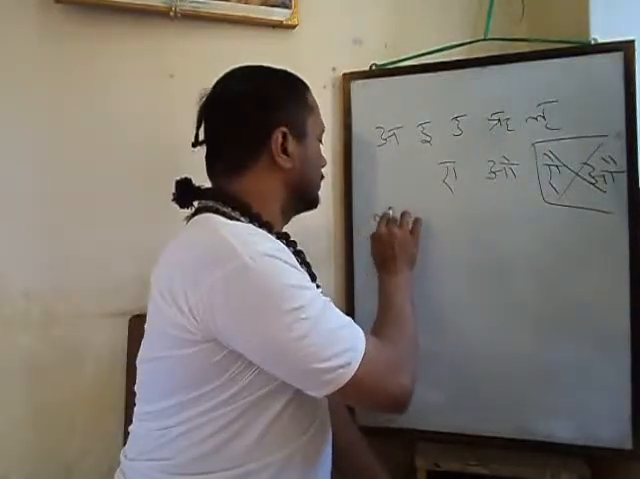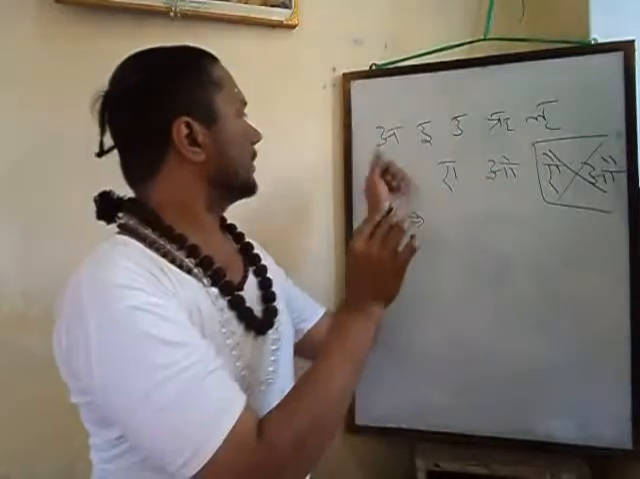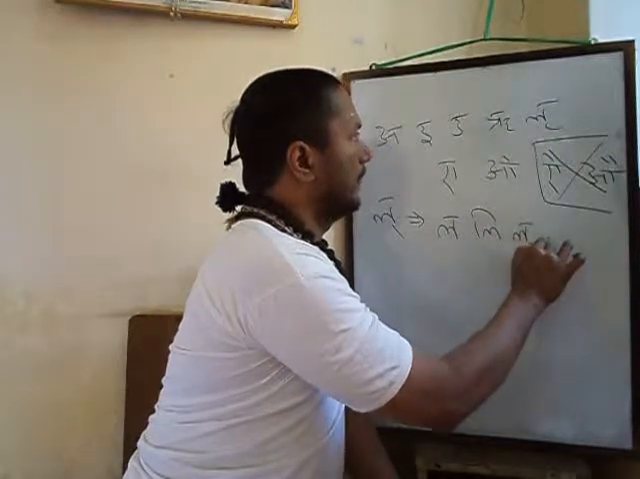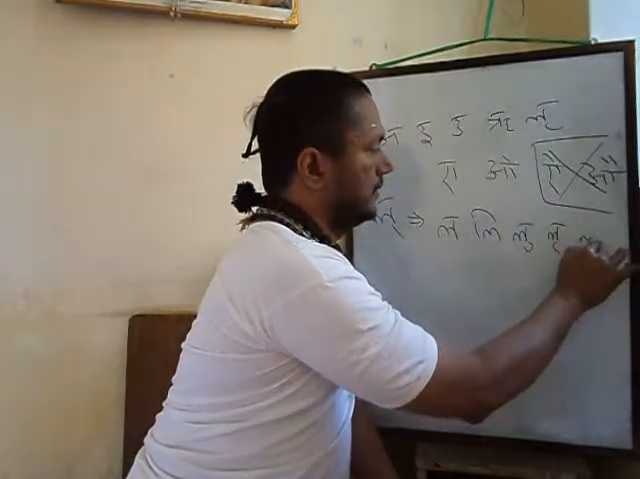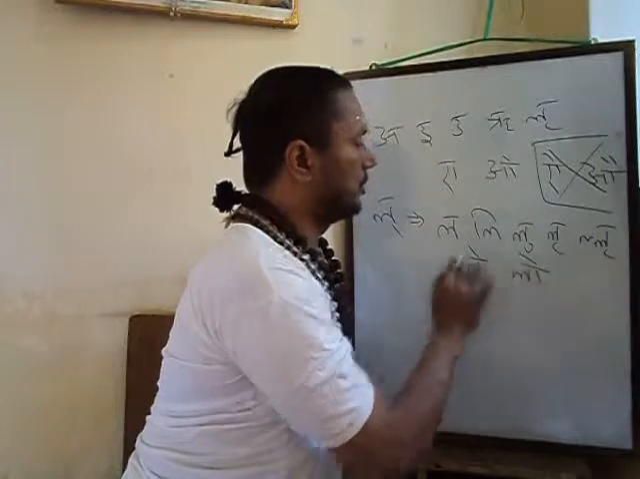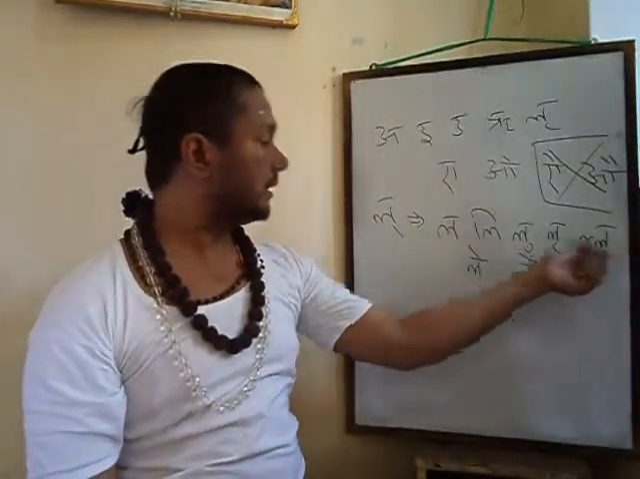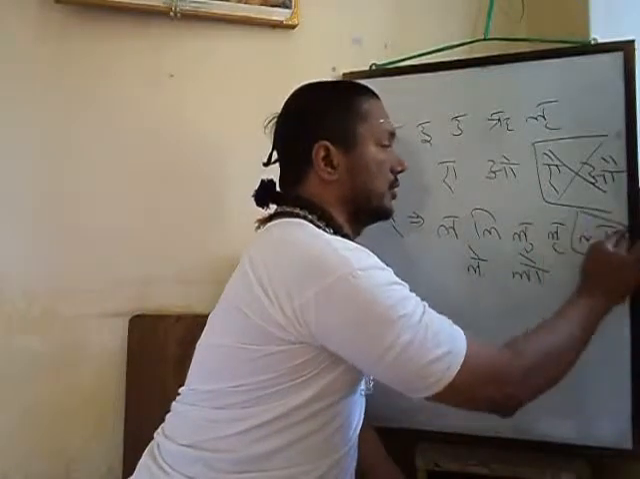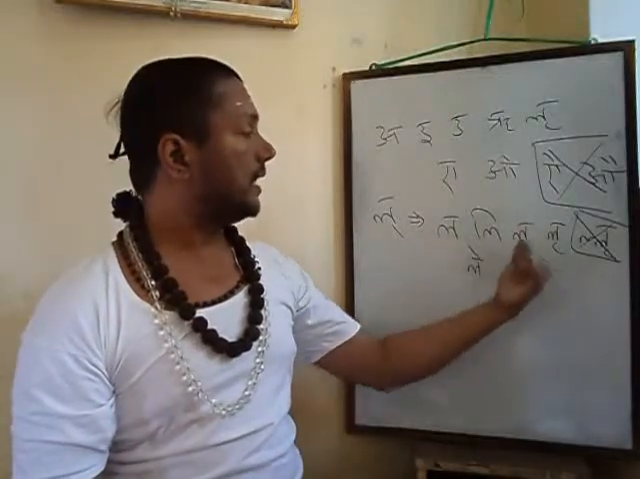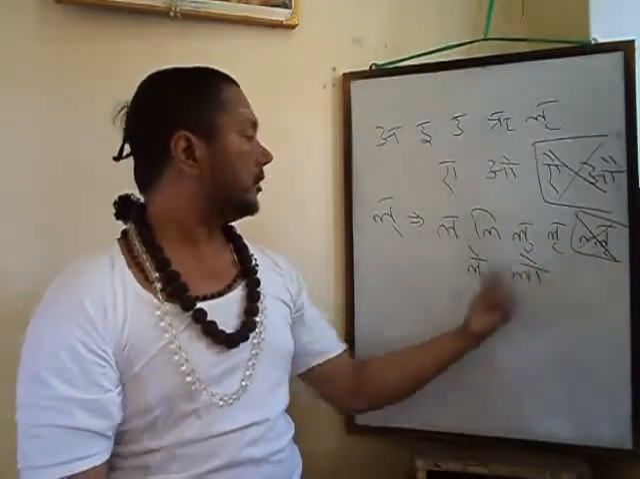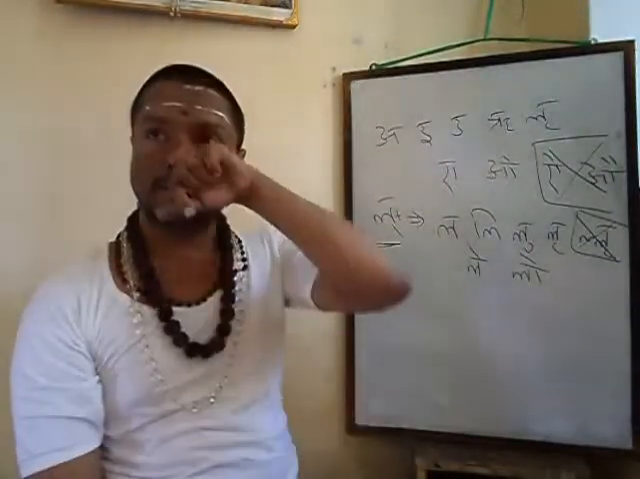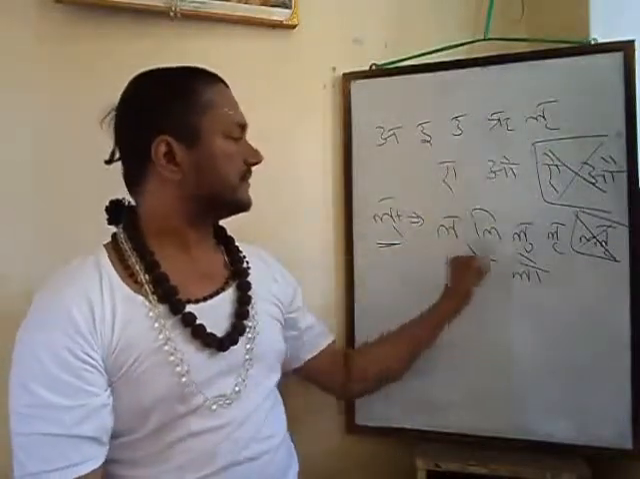We'll add Lakara to each of these. So we have La, Li, Lu, R, Le, Lo. And again here also we will skip this R; we have one R, that is enough. We have La, Li, Lu, R, Le, Lo. I have just added Lakara to each of them.